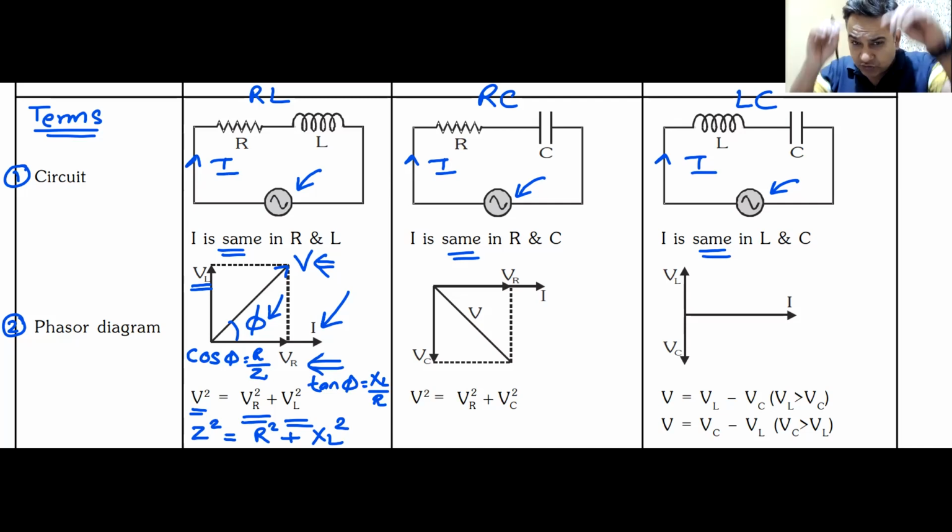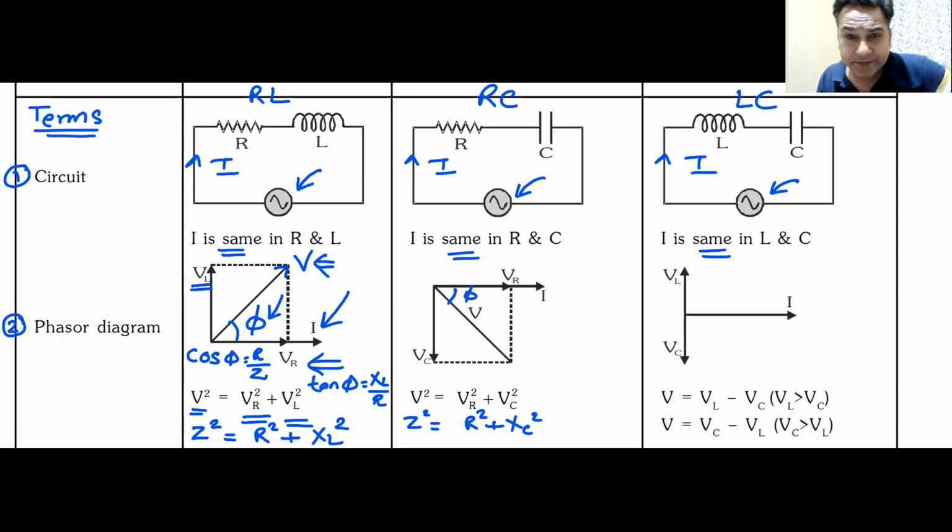This is everything drawn in one diagram. Now, if I go to the RC circuit, my Z square will become R square plus XC square. Again, here, this angle would be phi. Voltage will be lagging current by an angle of phi. The value of cos phi will again be equal to R by Z. The value of tan phi would be equal to XC, which is 1 by omega C, divided by R.